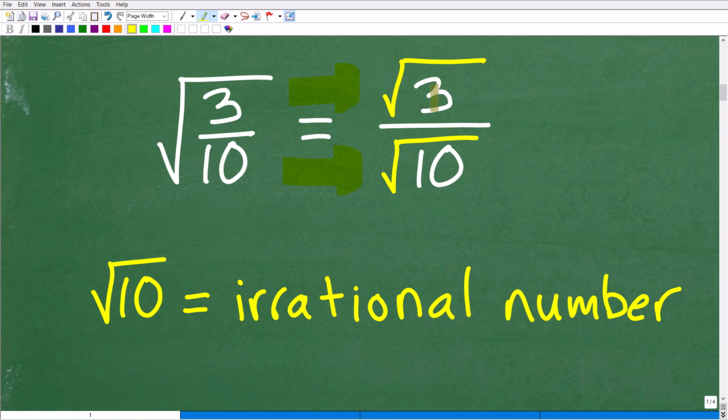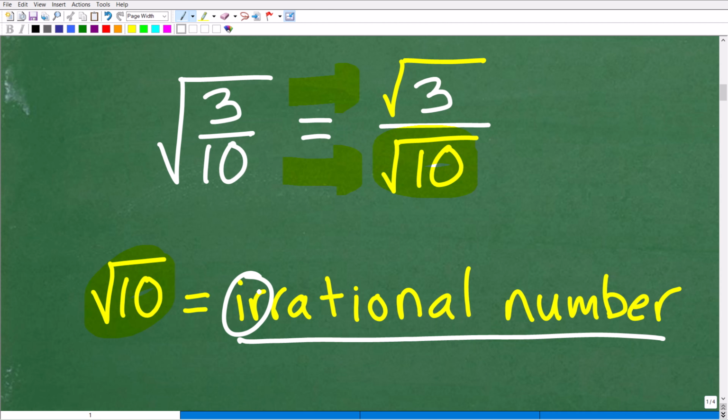All right, now why is this important? Well, here when I look at this number, I have the square root of 3 and I'm dividing it by the square root of 10. And the square root of 10 is something called an irrational number in mathematics. Okay, this is a very, very important concept. Let's go ahead and just take off this "ir" part, right? So if we don't have an irrational number, we have a rational number.